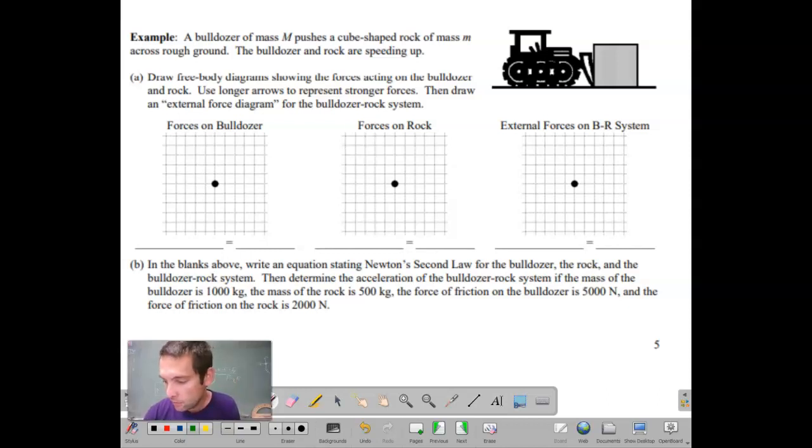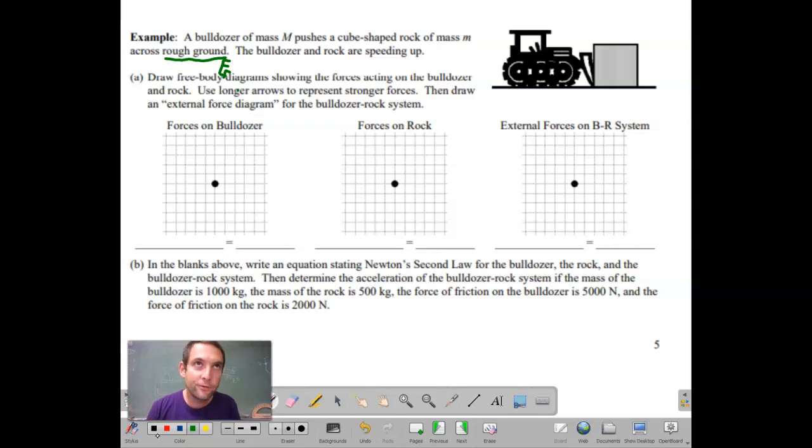All right, rough ground. Here's the thing. This is a big hint right here. If we have a smooth surface, that means there's no friction. But if it is rough, that means friction is going to happen somehow, some way in this problem. So that's a big clue right there that we're dealing with a force problem.